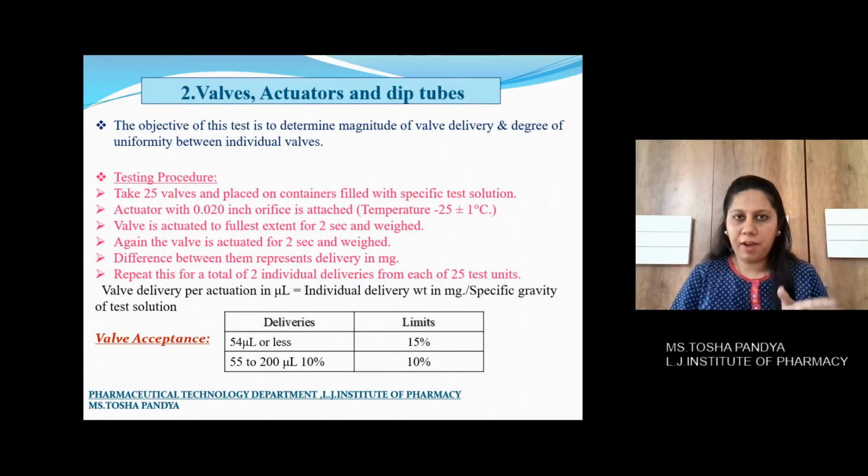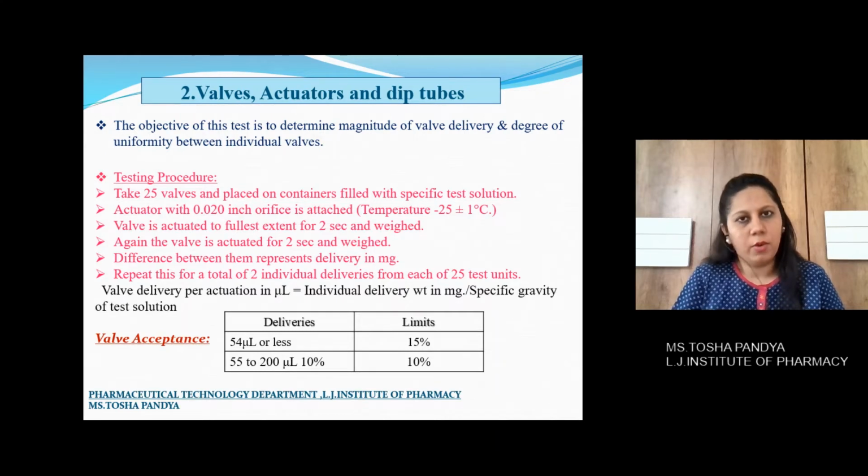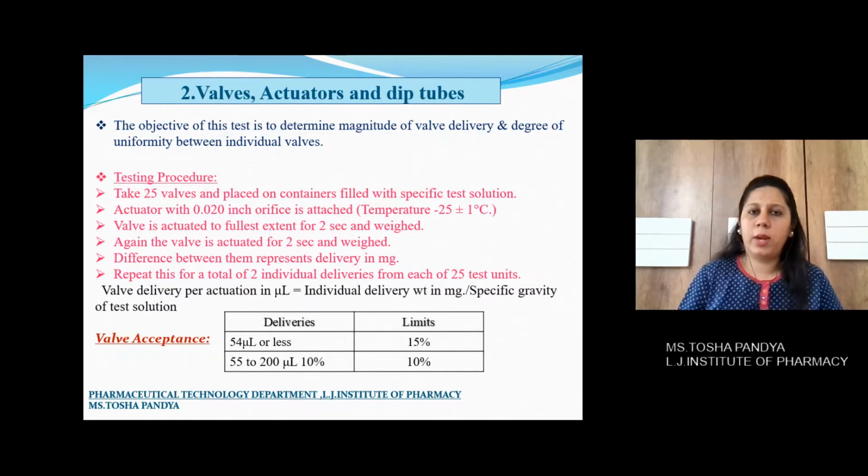You take 25 valves and place them on the container filled with specific test solution. The list of specific test solutions you will get from different reference books. Okay, the actuator with 0.020 inch orifice is attached. Okay, and the temperature is maintained at -25 plus or minus 1 degree Celsius. The valve is actuated to the fullest extent for 2 seconds. Okay, and it is weighed. Again, it is actuated to the fullest for 2 seconds and again it is weighed. So the difference between the two weights represents the delivery in mg.